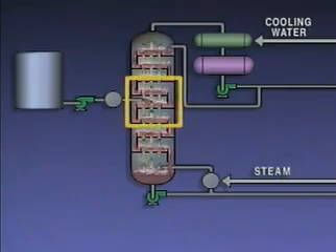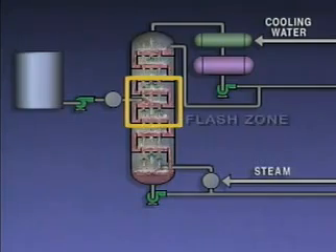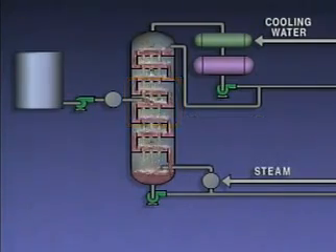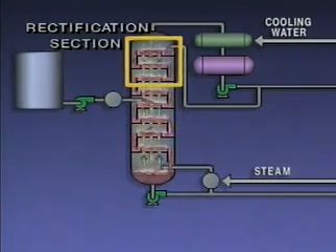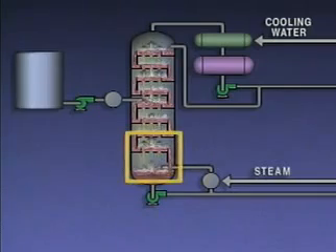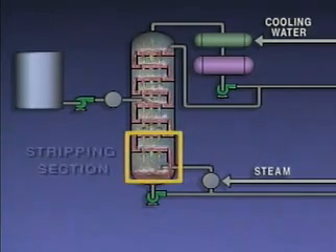Now, not every distillation tower is designed in the exact same way. However, every tower can be divided into three basic sections. The middle section is where the feed enters the tower and part of the feed vaporizes. This vaporization is commonly known as flashing. So this section of the tower is often called the flash zone. The section above the flash zone is called the rectification section. In this part of the tower, the concentration of lighter components increases. The section of the tower below the flash zone is called the stripping section.